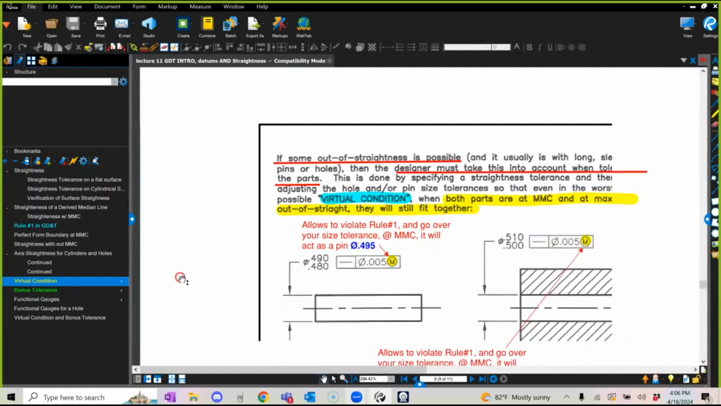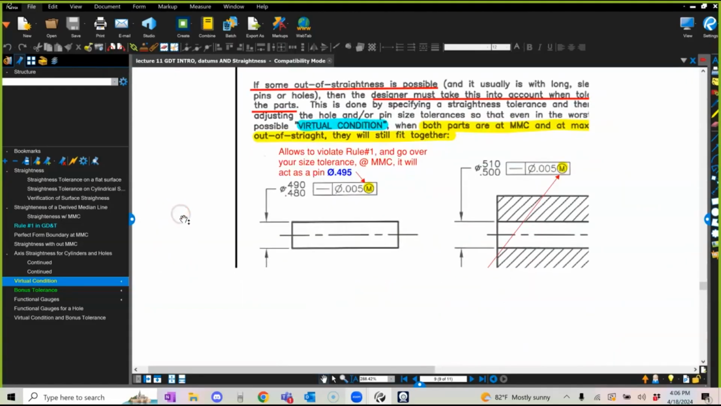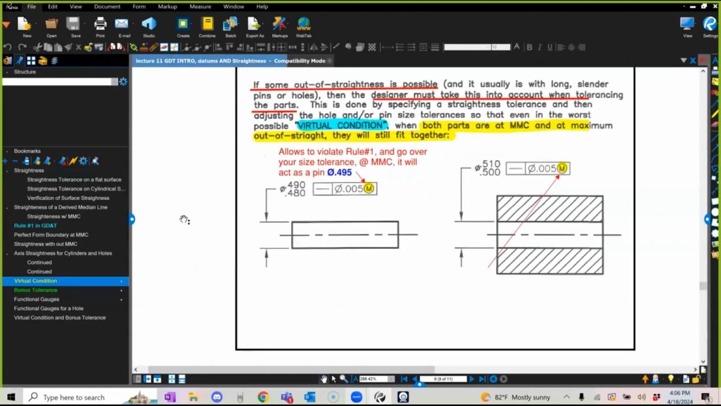So, let's imagine this. How would I make something fit? Let's go from the pin, right? Make it big and make it crooked and account for those imperfections together. The biggest I can get plus the crookedest I can get, and come up with a size. Let's call it virtual condition, okay? For a pin. Then go to the hole and say, you know what?